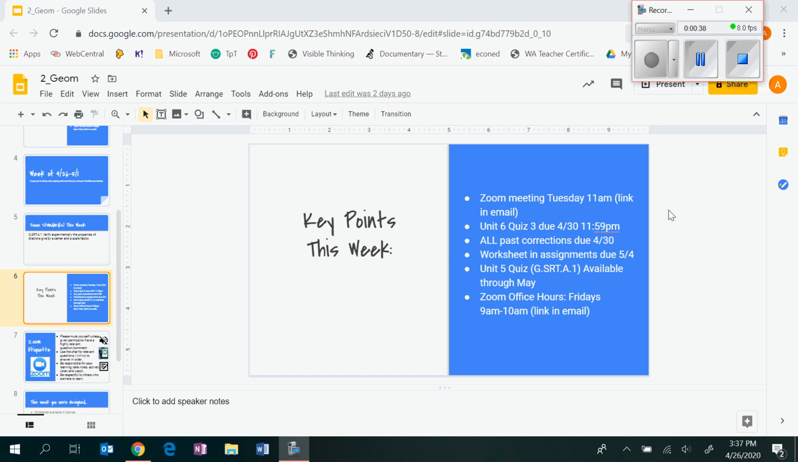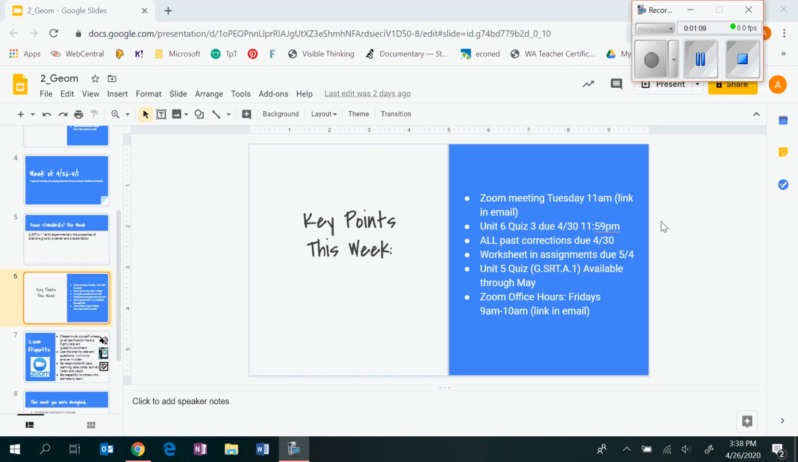Your worksheet in the assignments tab of Canvas is going to be due on the 4th, and the Unit 5 quiz for GSRTA 1 called Scale Factor is going to be available through May. Your worksheet plus that quiz is going to help you bring up your grade for that standard, GSRTA 1, if you need it. And if you need any help past that, I've got Zoom office hours on Fridays, 9 a.m. to 10 a.m. That link is also in your email and on Canvas.